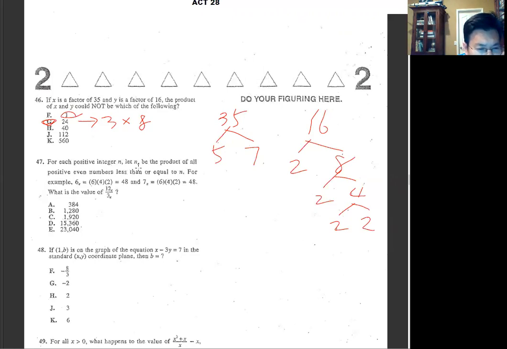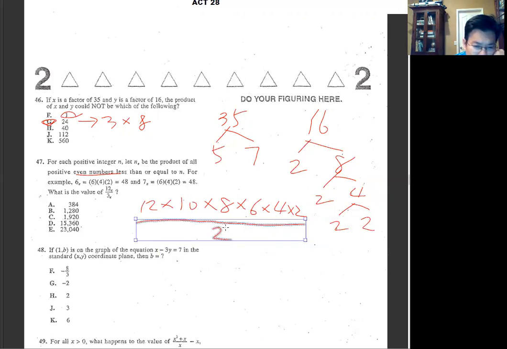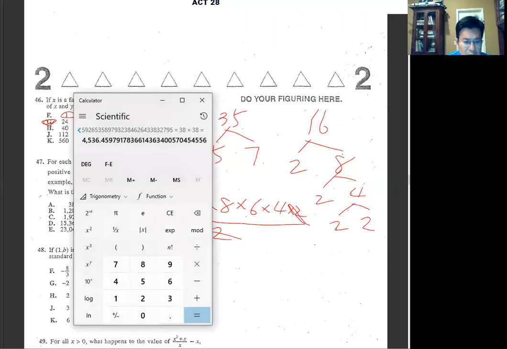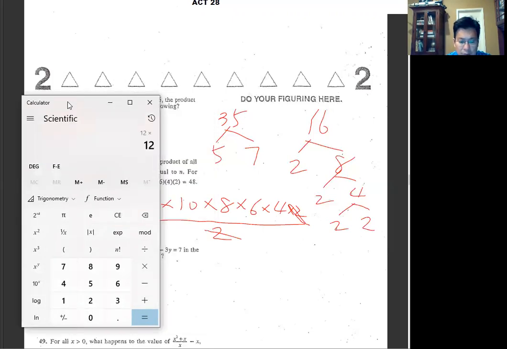6, even number. Okay, 12 is 12 times 10 times 8 times 6 times 4 times 2. Okay, and then divide by 3, 2, 2, 2, 2. 2 goes away, and you multiply this 12 times.